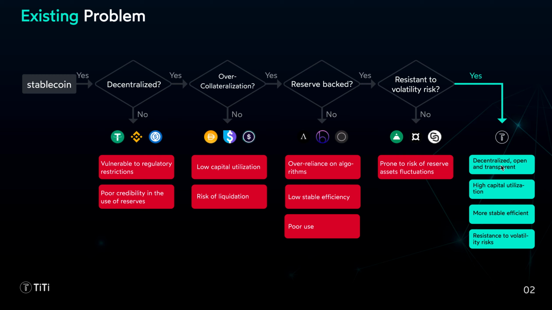It's more decentralized, open, and transparent. It has higher capital utilization and is much more stable and efficient. And it has a stronger ability to resist market volatility risks. TiTi is able to solve what DAI, Fei, and others cannot do.